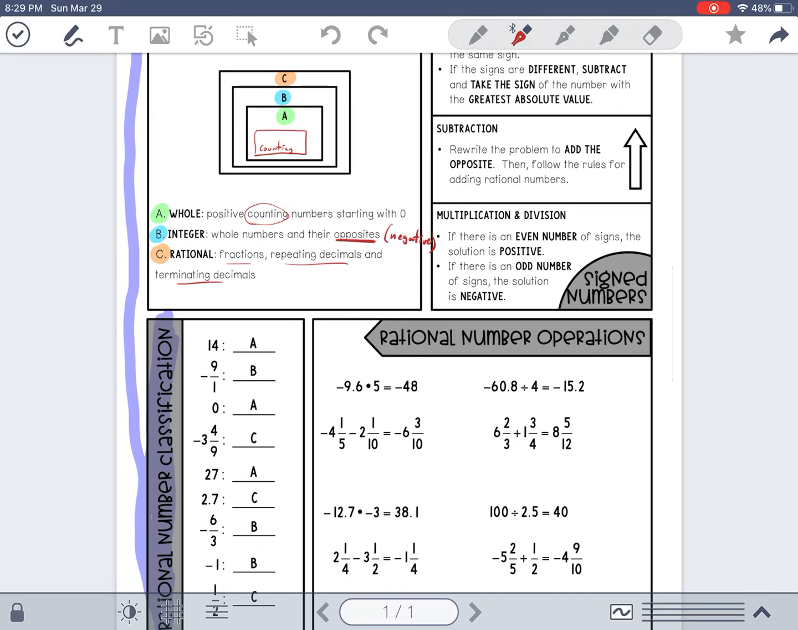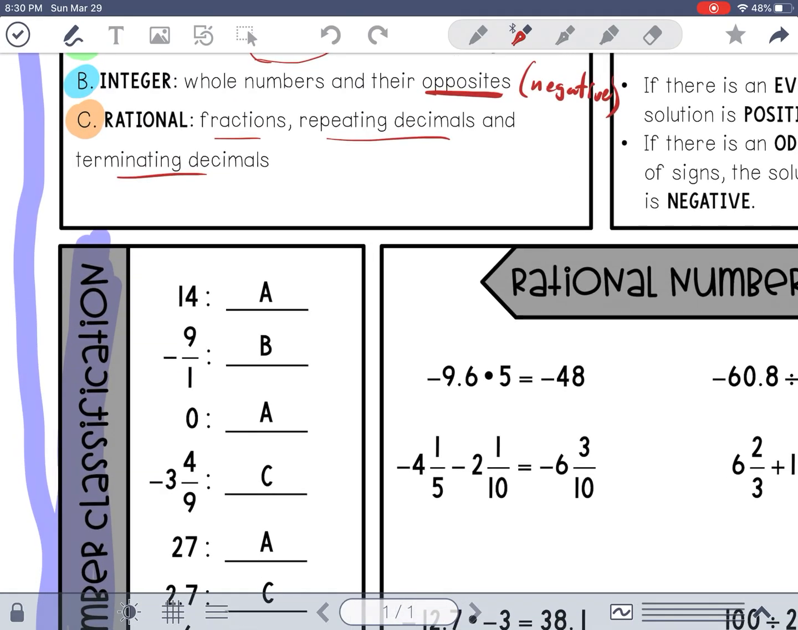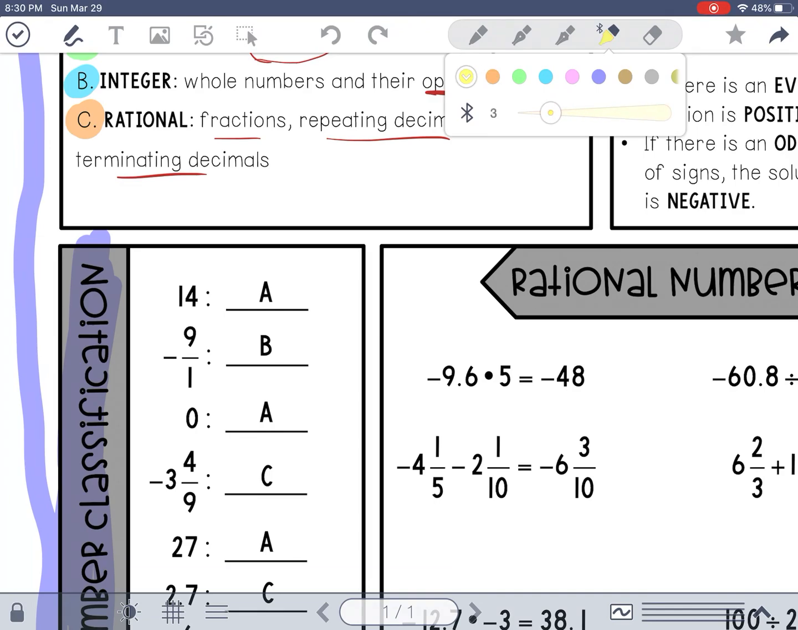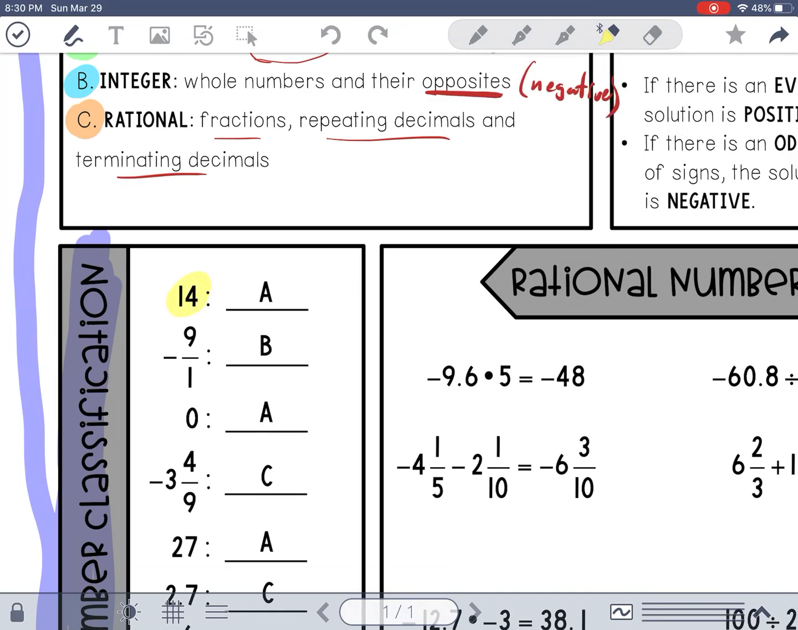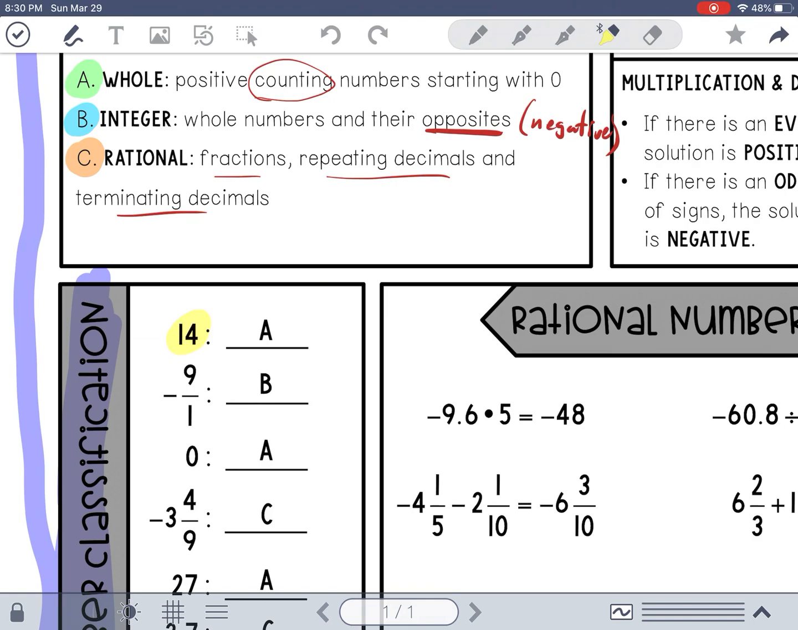What we're going to do is take each of these numbers that are listed and put an A, B, or C to determine if they're whole, integer, or rational. The answers are already on here, but that's fine. The first problem, the number is 14. That is A, a whole number. It's a positive counting number.